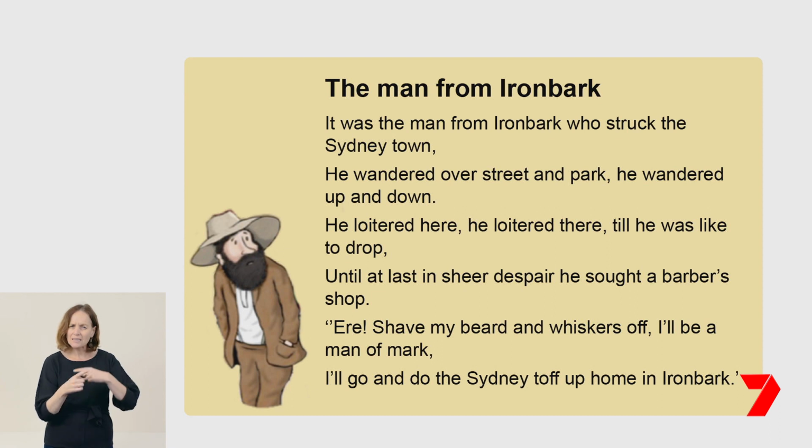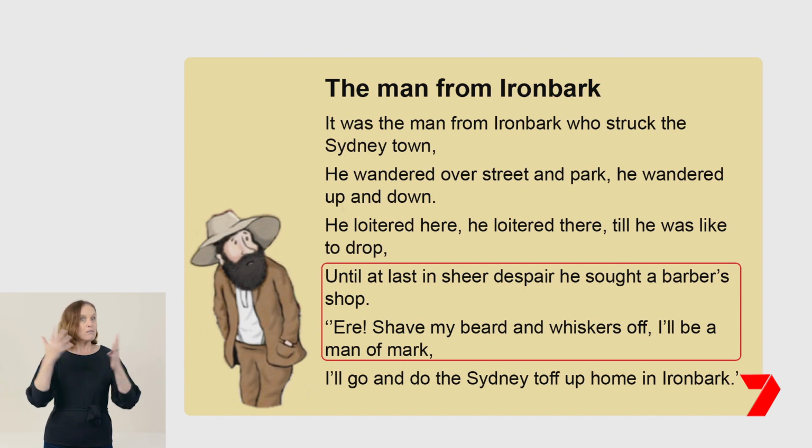What does this tell us about the personality of the man from Ironbark? That's right. It helps us understand that the man from Ironbark is new to Sydney and that he probably does not fit in. We can see that he might not be comfortable and perhaps he feels like he does not belong. There is one other line in the poem that you might have looked at to help understand our character from the man from Ironbark.